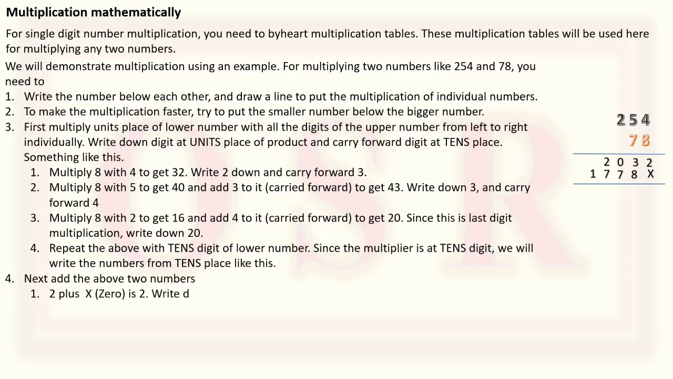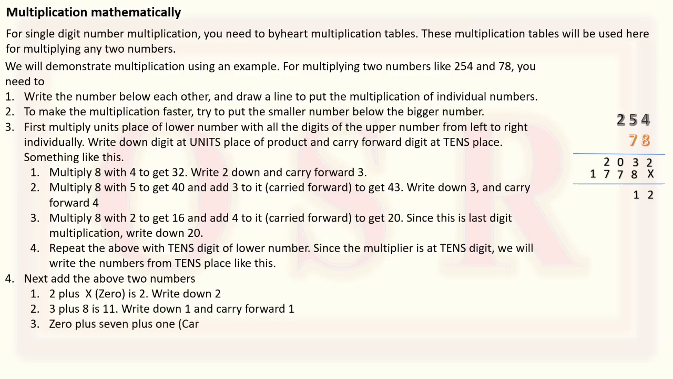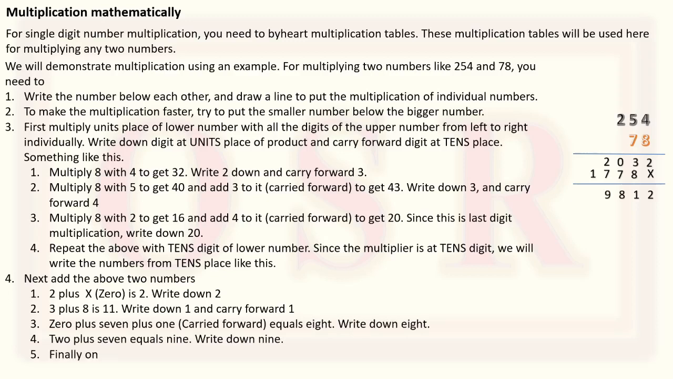Next add the above two numbers. 2 plus x or 0 is 2, write down 2. 3 plus 8 is 11, write down 1 and carry forward 1. 0 plus 7 plus 1, 1 was carried forward, equals 8, write down 8. 2 plus 7 equals 9. Write down 9. Finally, 1 is written down. So the product of 254 and 78 is 19812.